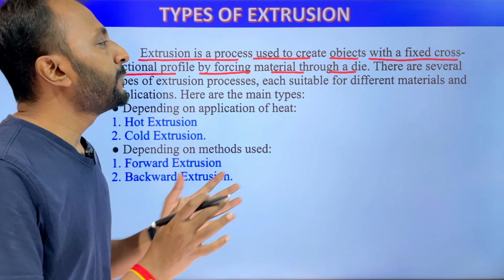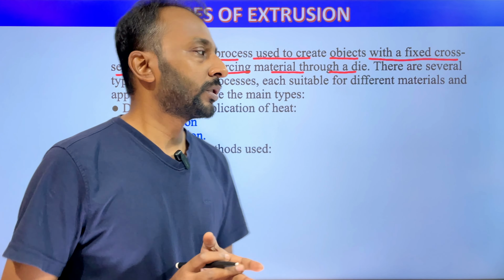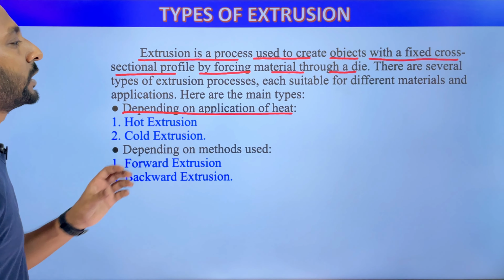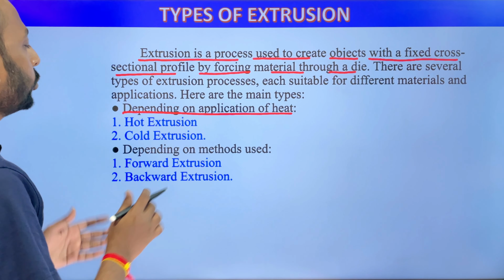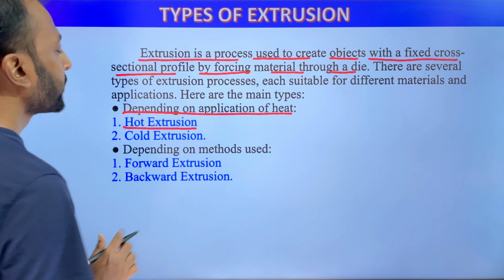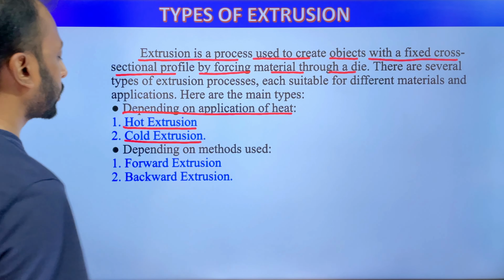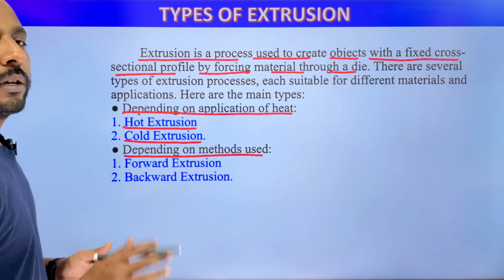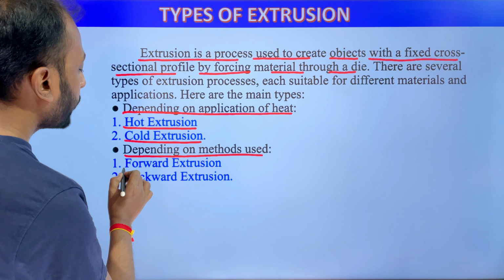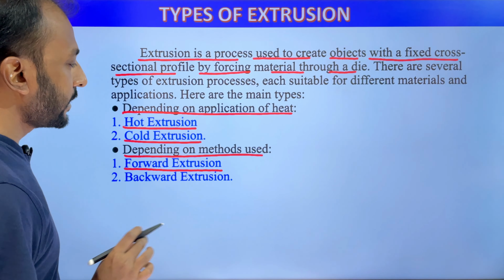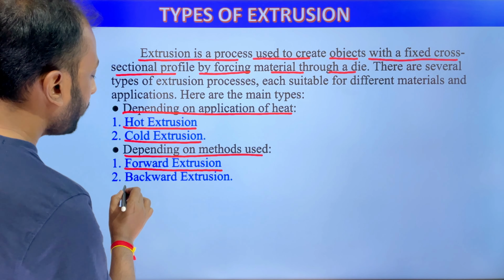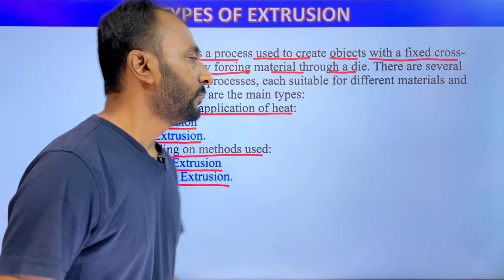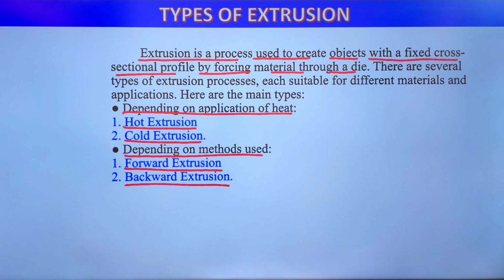So what are the main types of extrusion process? Depending on application of heat, extrusion process is classified into two types. First one is hot extrusion process, second one is cold extrusion process. And depending on methods used, extrusion process is classified into two types. First one is forward extrusion or direct extrusion, and second one is backward extrusion or indirect extrusion. Let's now discuss them one by one in detail.